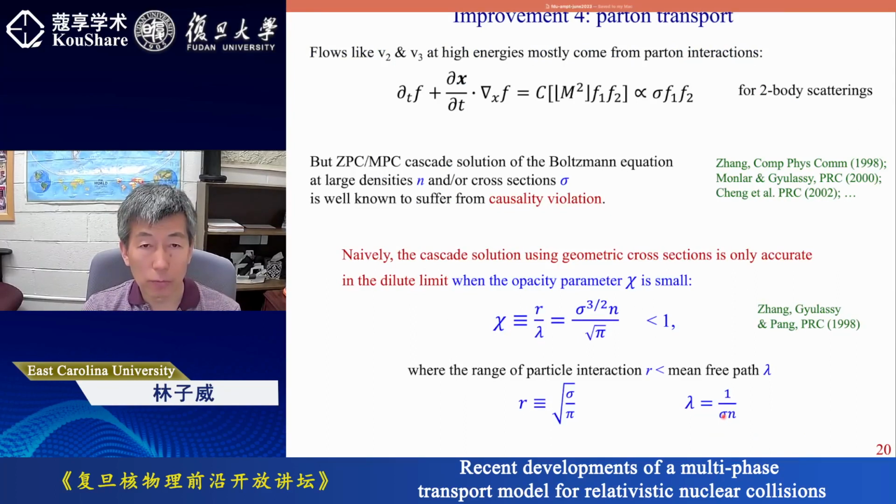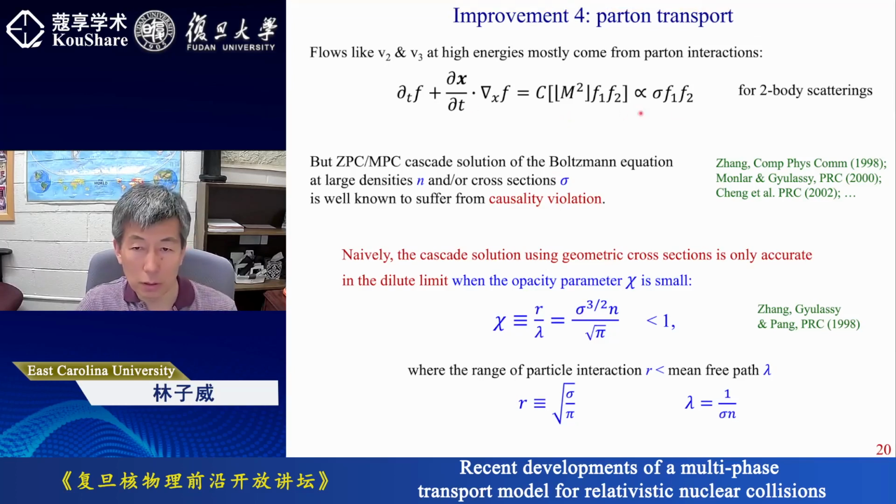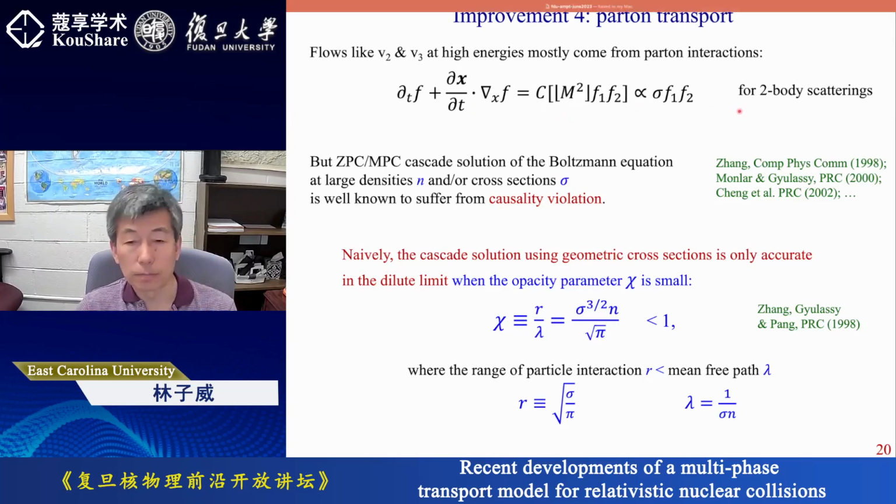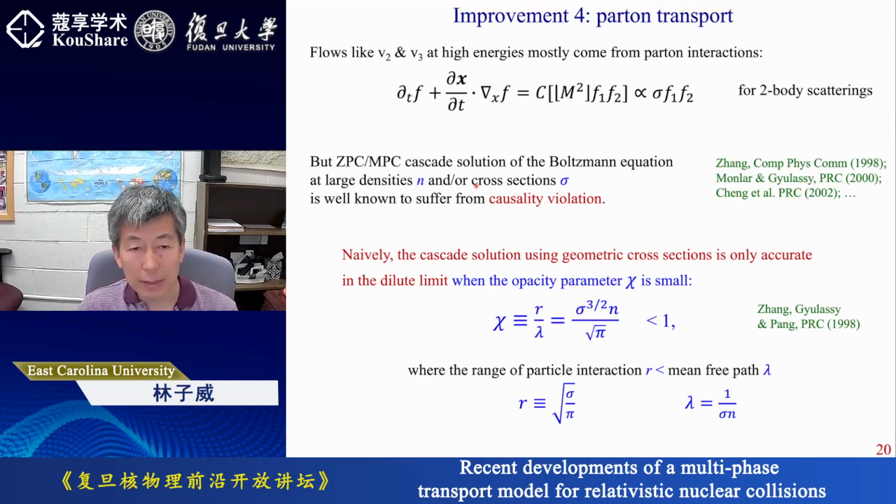Let me now go to the final improvement I'm going to show, which is the improvement of the parton transport. We know that in the string-melting AMPT model, the flow like V2, V3 at high energy mostly comes from parton interactions, which is described by the Boltzmann equation, such as here for two-body scatterings. However, we know that the cascade solution for the AMPT model, the ZPC parton cascade, or similarly the MPC parton cascade, they all have a problem in solving the Boltzmann equation, in that they are using geometric cross-sections.